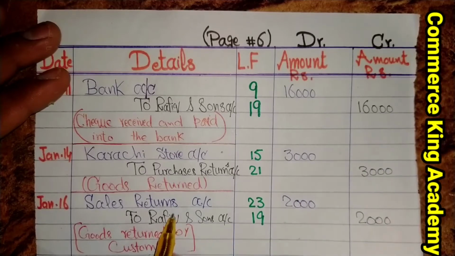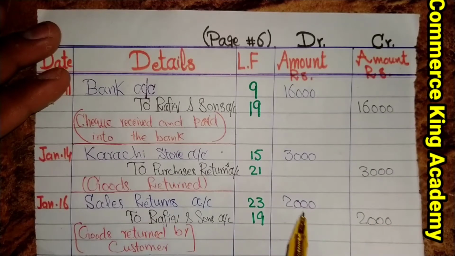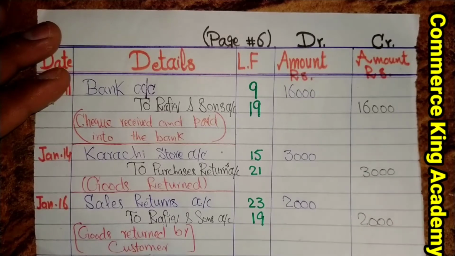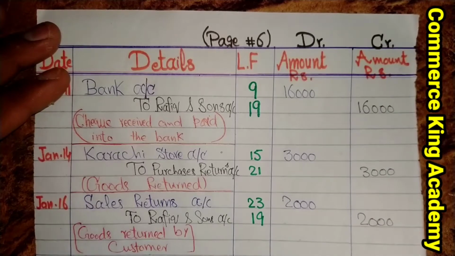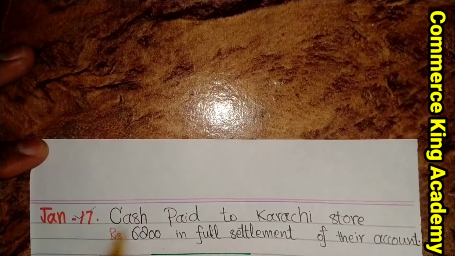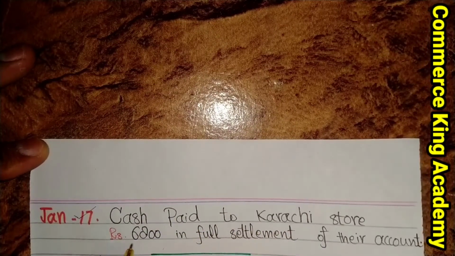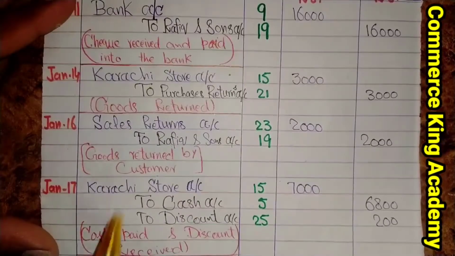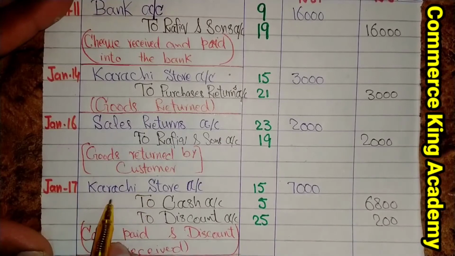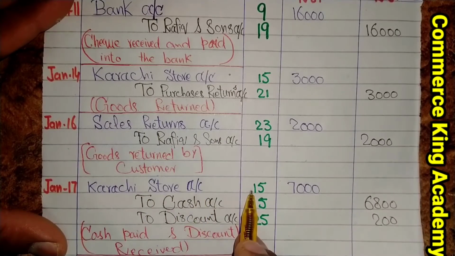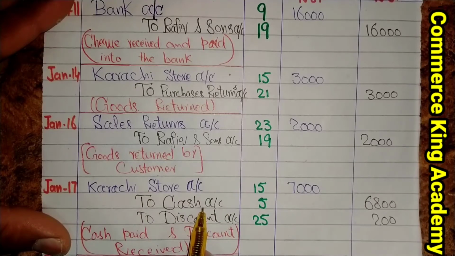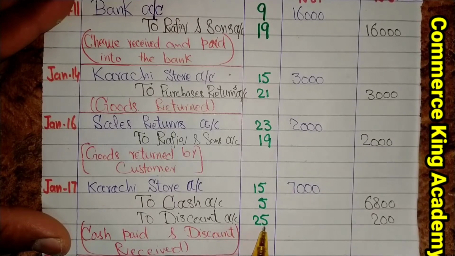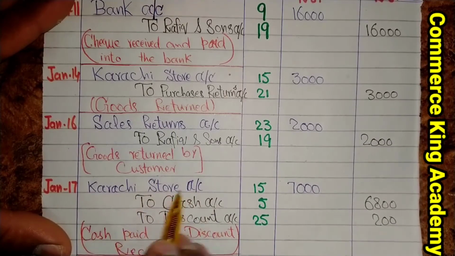This is the journal entry of sales return, okay. Debit amount 2,000 with the same credit 2,000, with details: goods returned by customer, which was Rafiq and Sons. Next transaction, Jan 17, cash paid to Karachi store 6,800 rupees in full settlement of their account. This is the journal entry of this transaction, Jan 17: Karachi store account debit with ledger folio number 15 and to cash account credit, and to discount account, ledger folio number 25. This is the journal entry of this transaction.